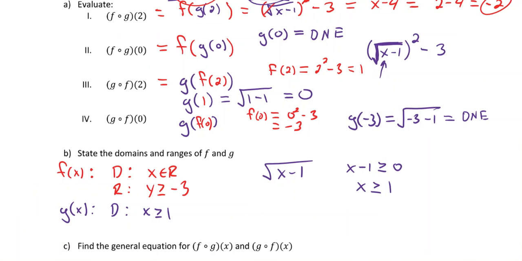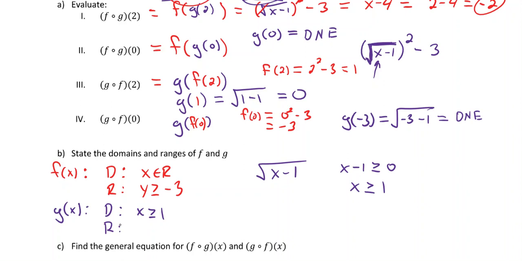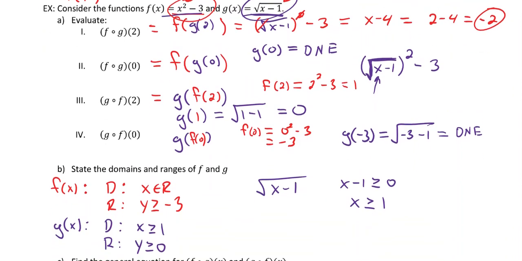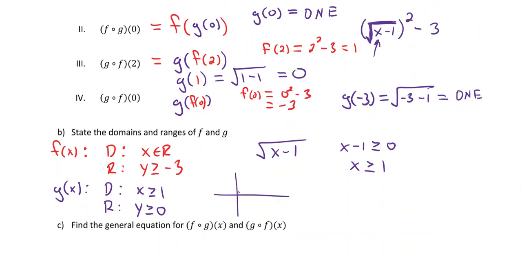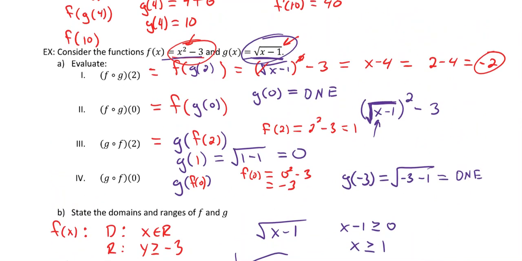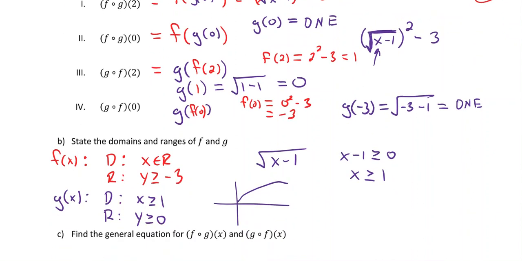And then the range there is going to be y has to be greater than or equal to 0. We've got a whole unit coming on square root functions and why that would be. But if you think about it, our typical square root function starts at 0, and all that's happened here is this thing has shifted 1 to the right. So for your range, it's still greater than or equal to 0.